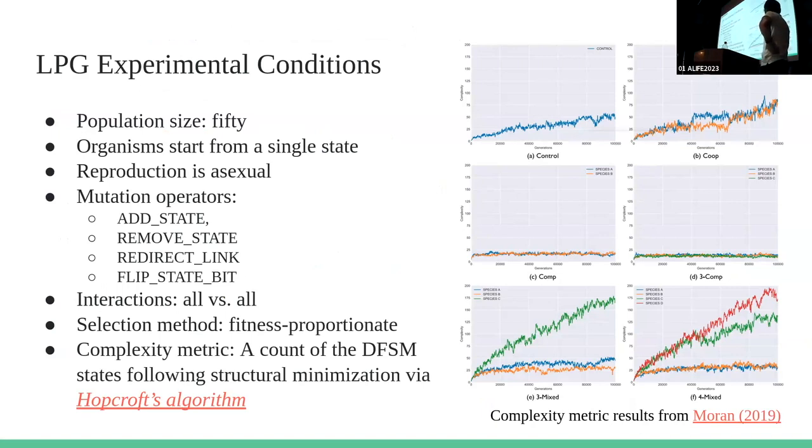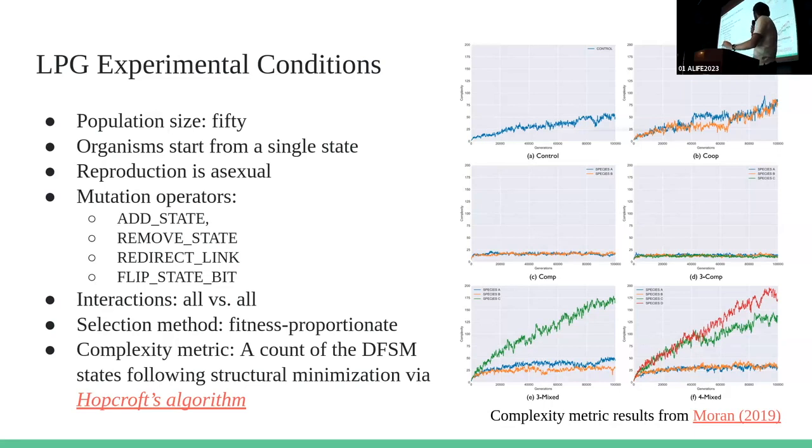Small population size, only around 50. Organisms starting from a single state. So we're starting from a minimal state and trying to see what conditions lead complexity to grow over time. There's asexual reproduction with 4 mutation operators.